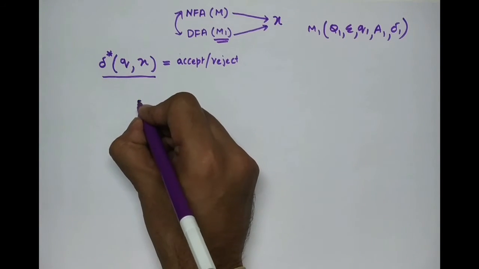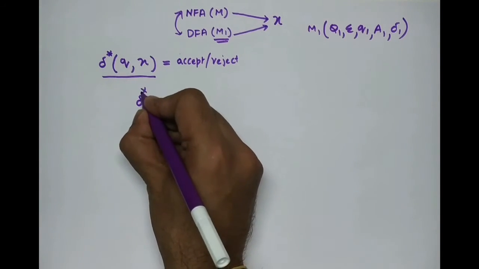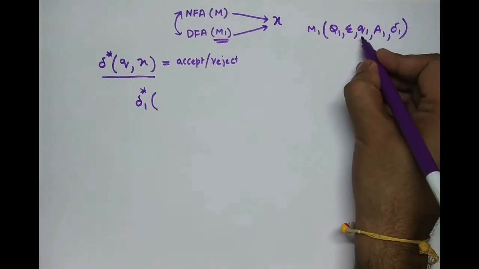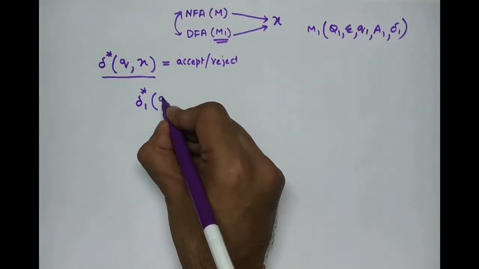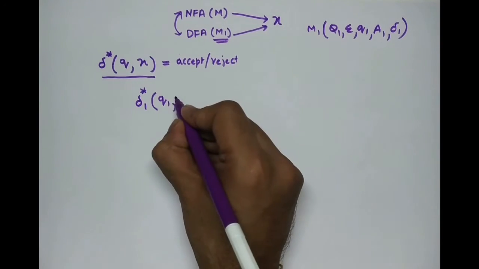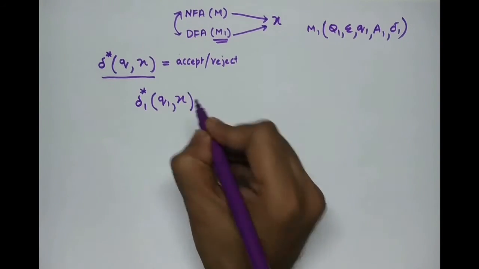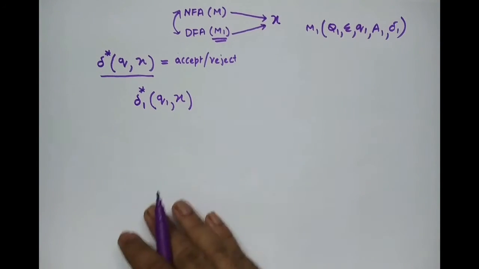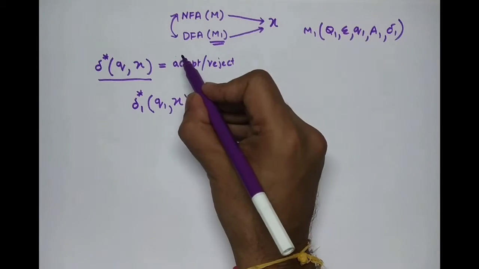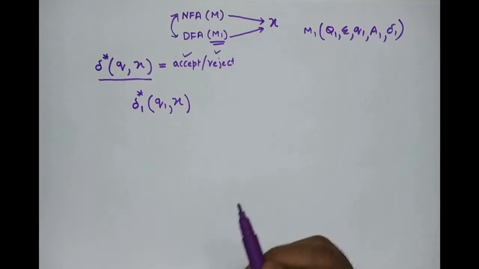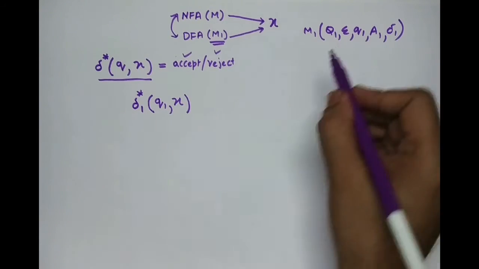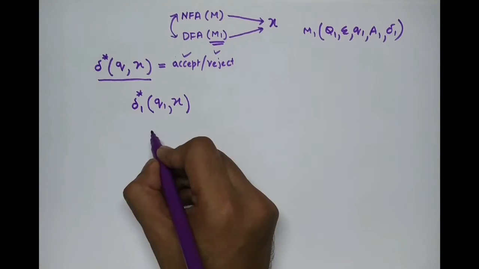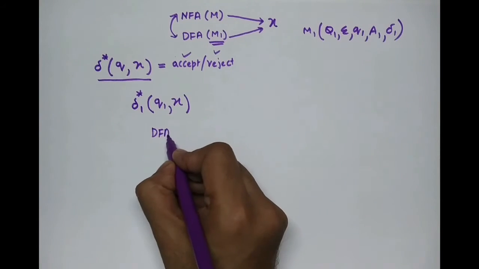So the extended transition function for the DFA will be del 1 star. From the start state Q1, on reading the input value X, the extended transition function of the DFA will tell whether this string is either accepted or rejected. So this is the extended transition function for the DFA M1.